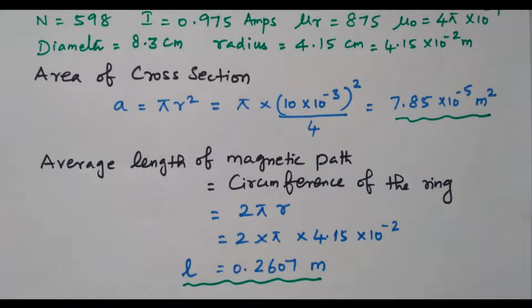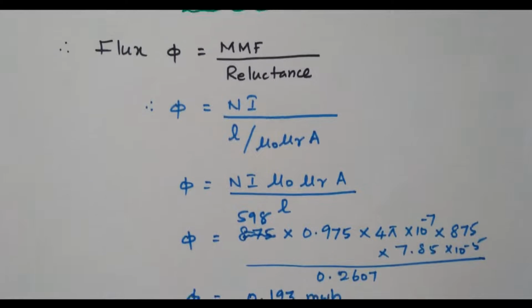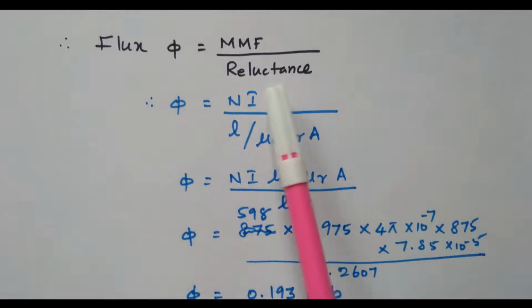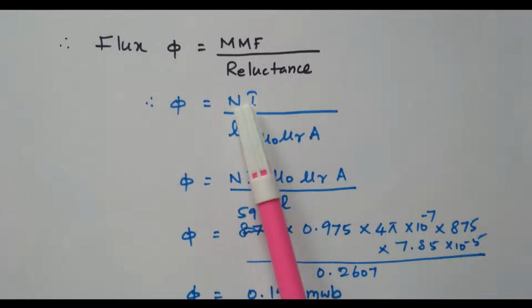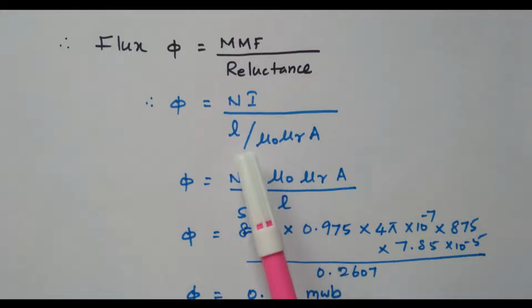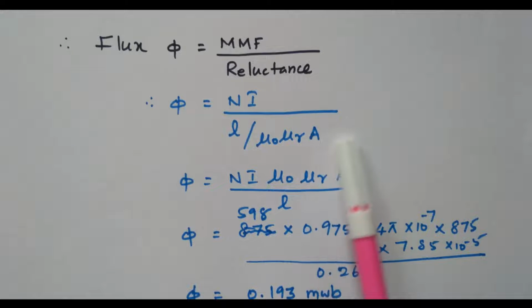Now from that we can easily calculate the flux in the magnetic path. Flux equals mmf divided by reluctance. The mmf is nothing but N into I. Reluctance we can write as L divided by mu naught mu r A. So mu naught mu r A goes to the numerator, giving N into I into mu naught mu r A divided by L.